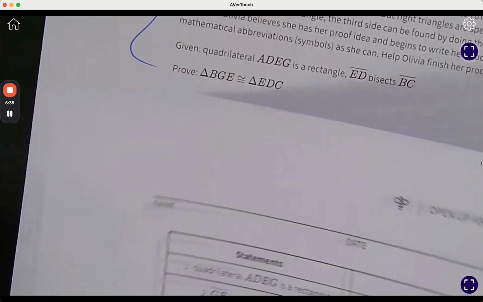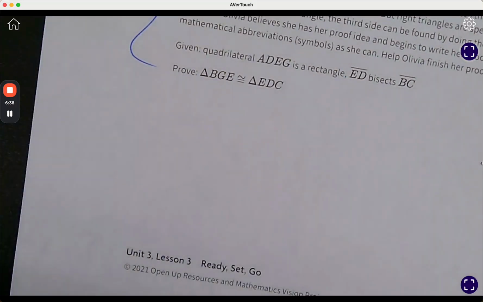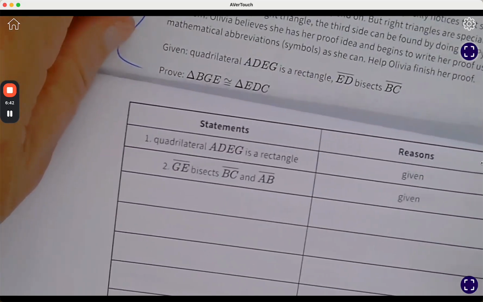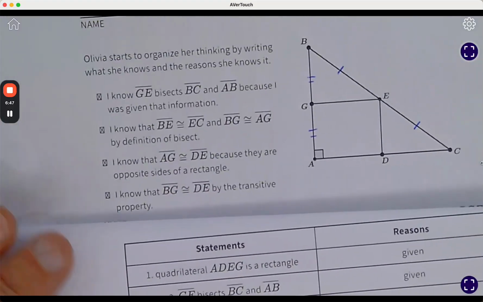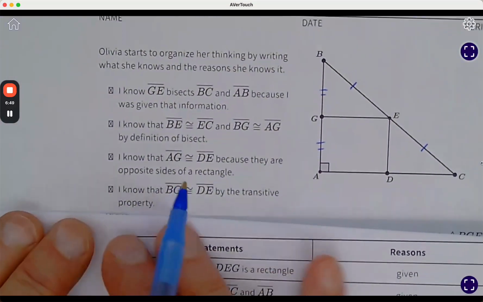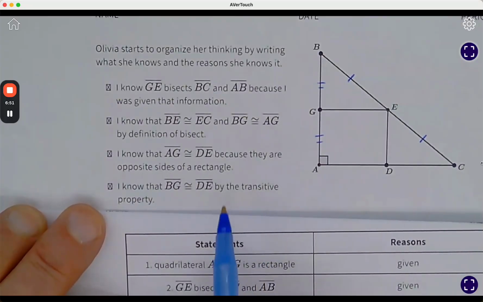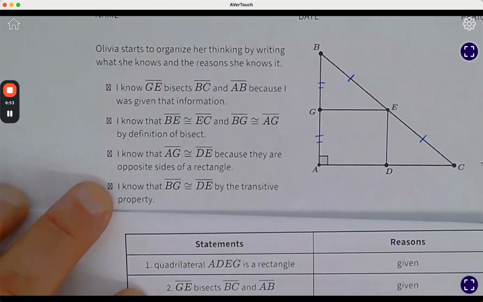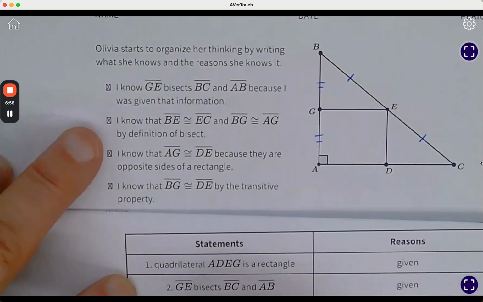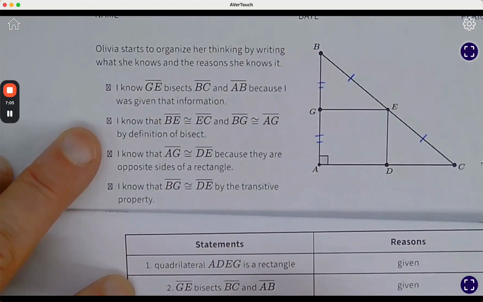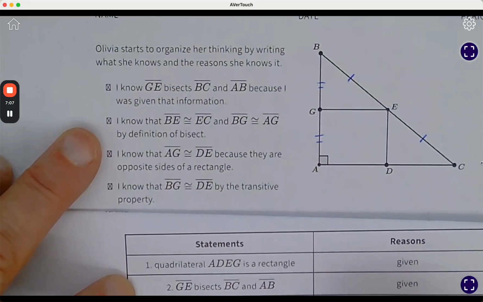Okay. So the first two statements are given for me because they are givens. All right? But now I'm going to use this information up here. So I'm going to go right here, and I'm going to say, right, that was given. So that was right there. BE is congruent, so that's what I'm going to do next. So I'm going to literally just follow this. BE is congruent to EC, and that's by definition of bisector.